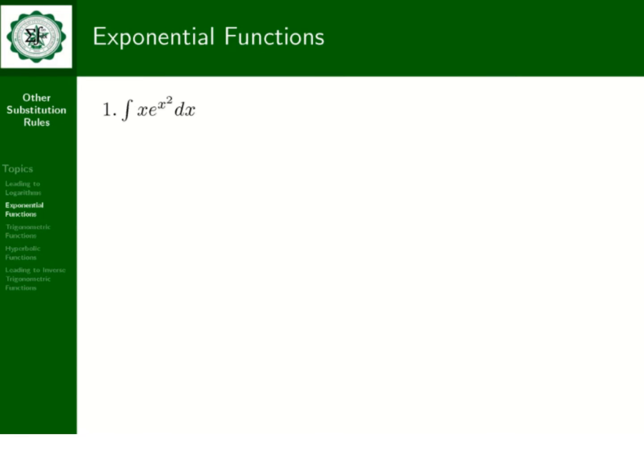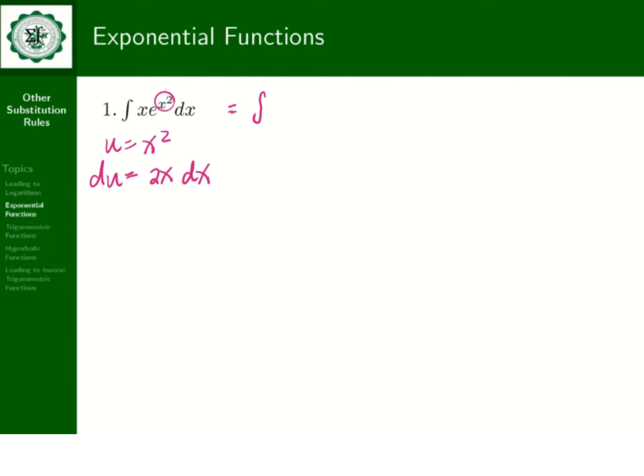For our first example, we want to find the indefinite integral of x times e to the x squared dx. So using the formula, we let u be the exponent of our given exponential function. So here it would be x squared. And then we get du is equal to 2x dx. Now, for the substitution to work, we need to make sure that everything in our given can be expressed in terms of u.